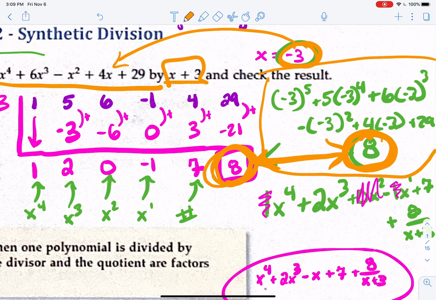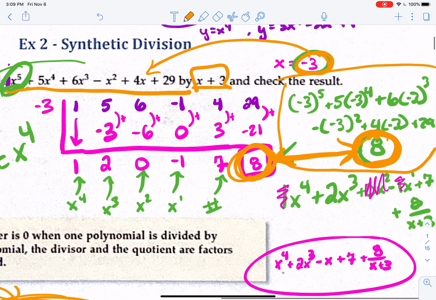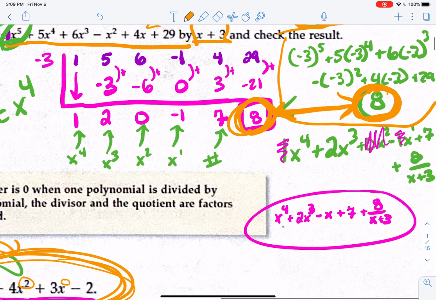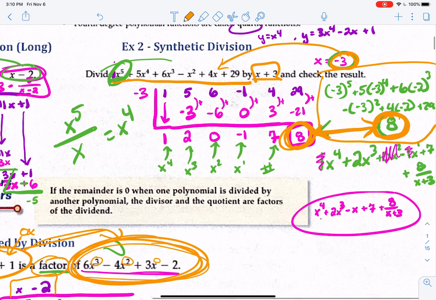And in fact, when I did my synthetic division, 8 was my remainder, so I know that I did that division right. So that's just a way of checking your answer to see if you did it right. That should always be the case.